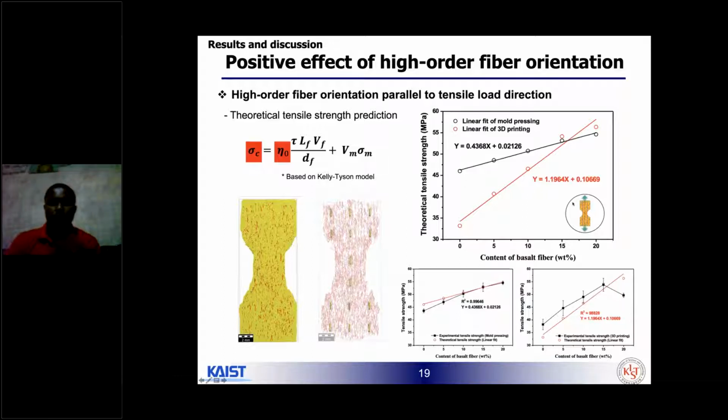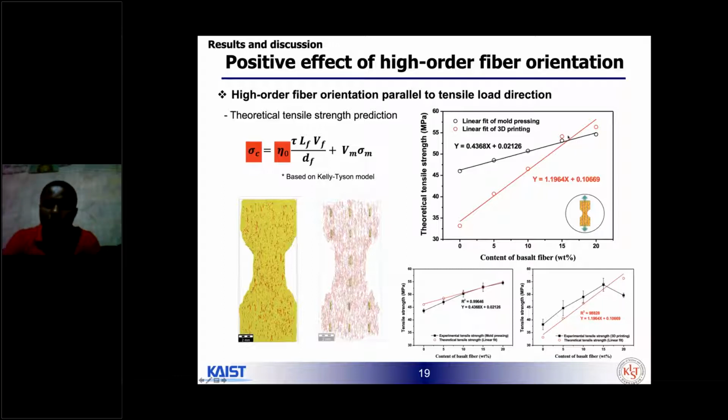This graph shows the mechanical property prediction through the theoretical approach according to the rule of mixture. In both 3D printed and mold process composites, the theoretical tensile strength tends to increase linearly like this. Notably, the 3D printed composite initially shows a relatively low tensile strength, but the value increased sharply with budget fiber content, eventually exceeding the mold process composite at this point.